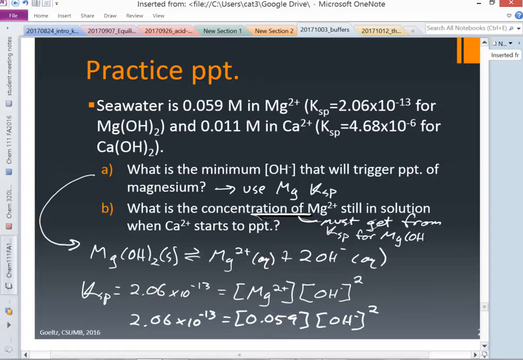However, let's look at that equation, the KSP for MgOH2. If I want to solve this for magnesium, which I must, I'm going to need to know hydroxide already, because I can't have two variables. Let's look at the rest of the question. Remember, KSP, the K, is when that chemical starts to precipitate. So, which KSP do I start with to find the hydroxide? Calcium. Yep.